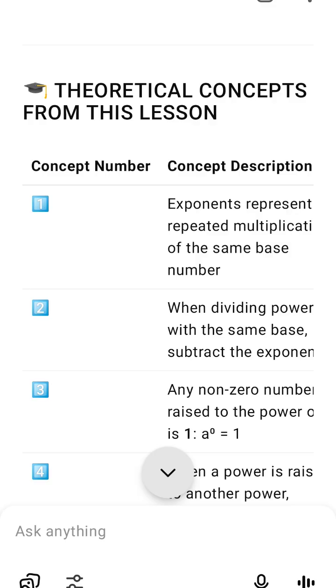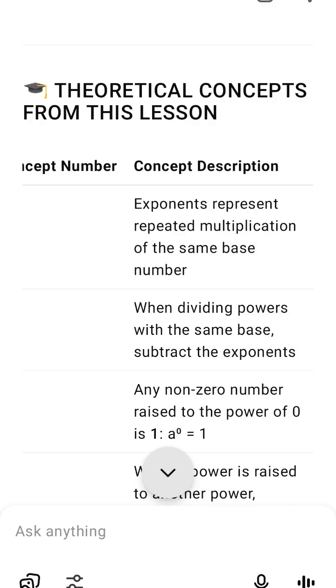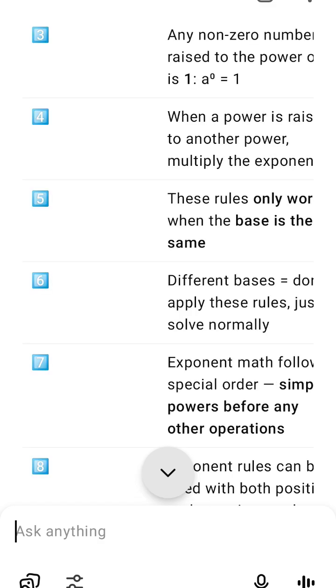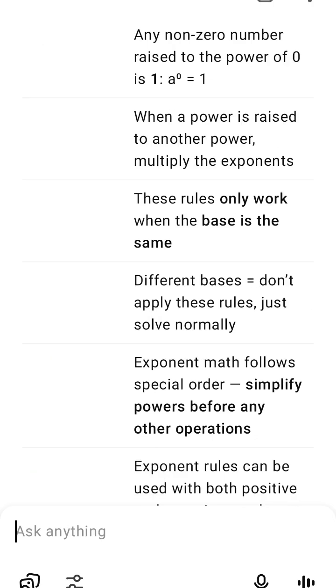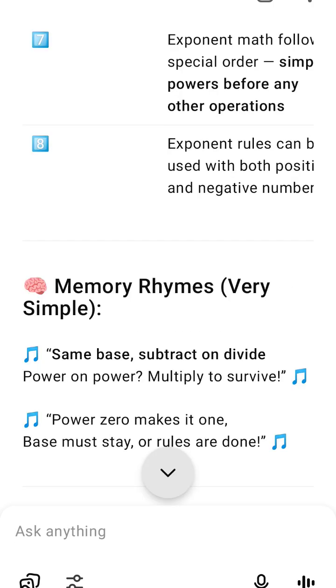Revision box: operation, what to do, example. Multiply same base: add exponents, 2^3 times 2^4 equals 2^7. Divide same base: subtract exponents, 5^6 divided by 5^2 equals 5^4. Power of a power: multiply exponents, (3^2)^4 equals 3^8. Power 0: result is 1 if the base is not 0, a^0 equals 1.